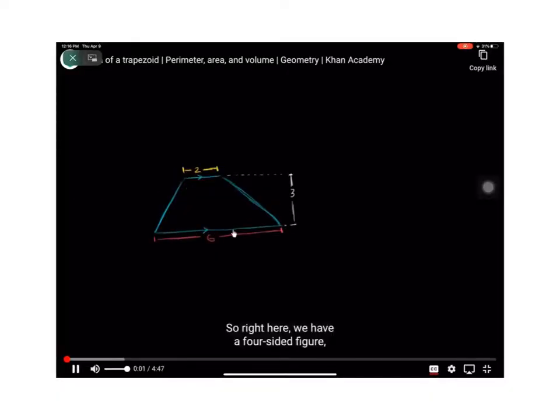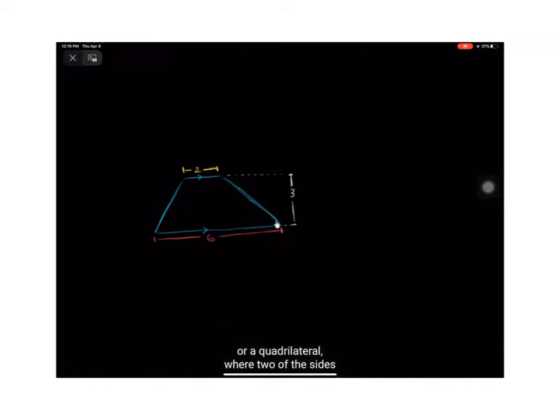So right here we have a 4-sided figure, or a quadrilateral, where 2 of the sides are parallel to each other. And so this, by definition, is a trapezoid. What we want to do is, given the dimensions that they've given us, find the area of this trapezoid. So let's just think through it. What would we get if we multiplied this long base 6 times the height 3? What do we get if we multiply 6 times 3? Well, that would be the area of a rectangle that is 6 units wide and 3 units high.